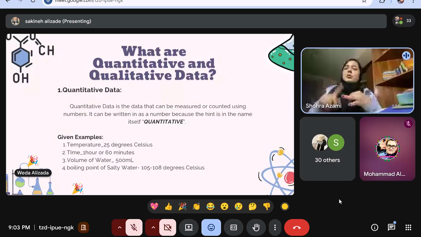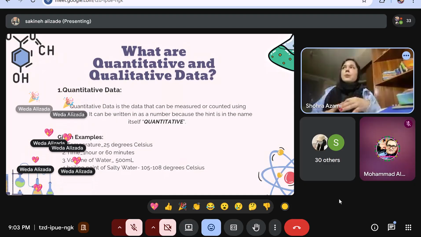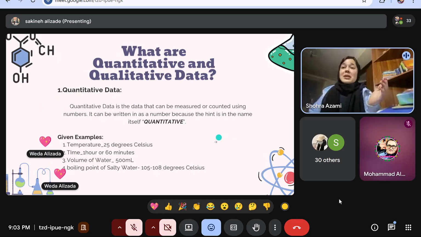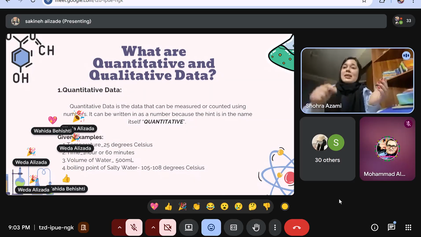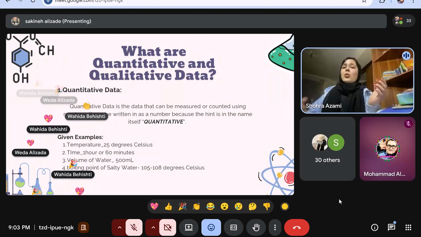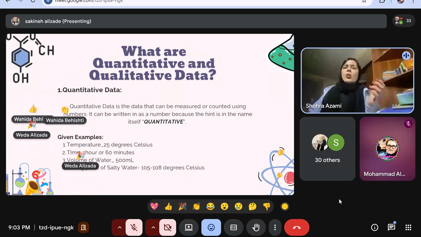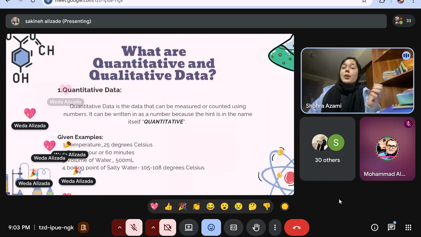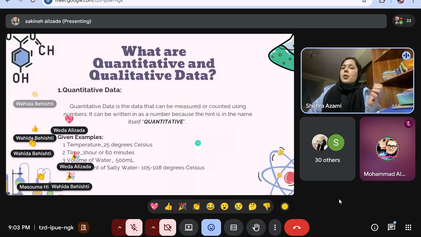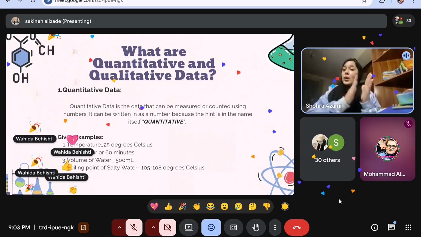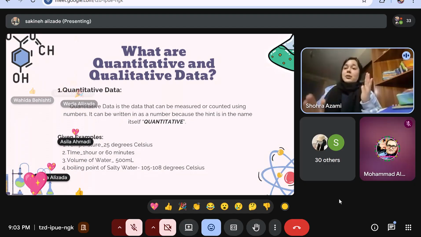Or in physics, biology, chemistry, we have, for example, a car moving a distance of 6 kilometers in 20 minutes. So that 20 minutes is the part that comes under quantitative data. And the same here, like time, 1 hour or 60 minutes, or usually it's represented in seconds in the metric or SI system. Volume of water, which is 500 milliliters, and boiling point of salty water, which is between 105 and 108 degrees Celsius.